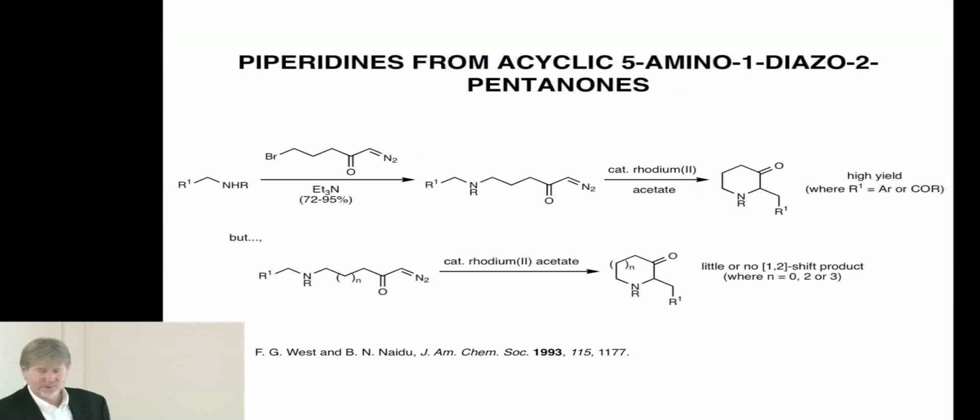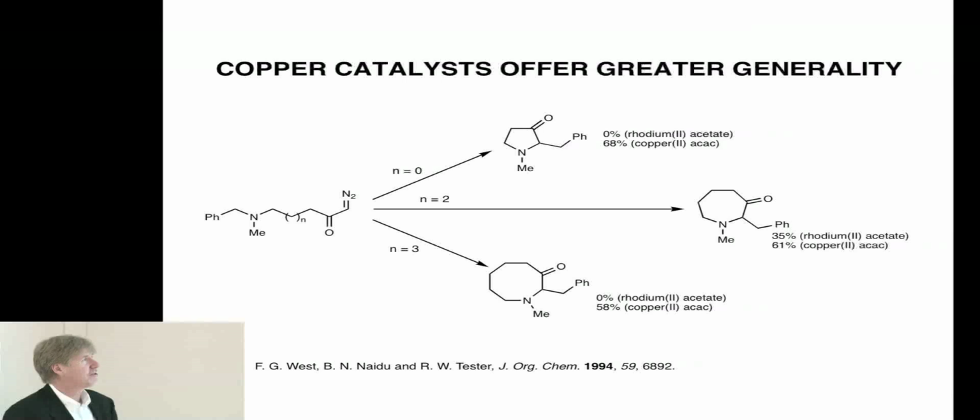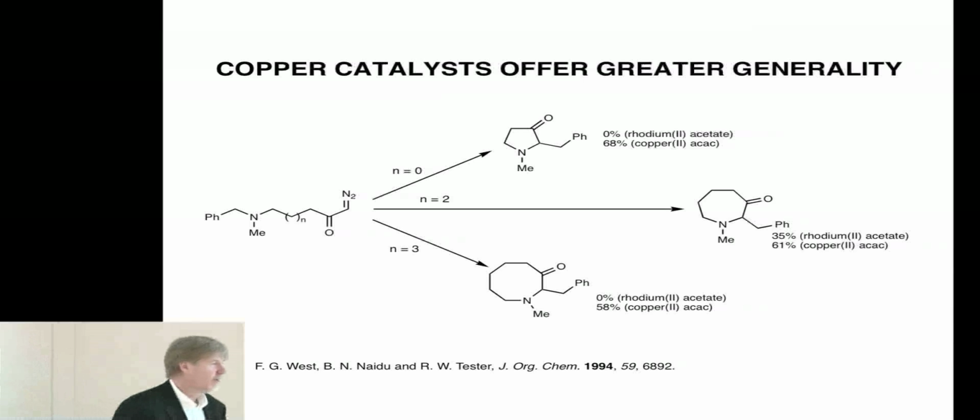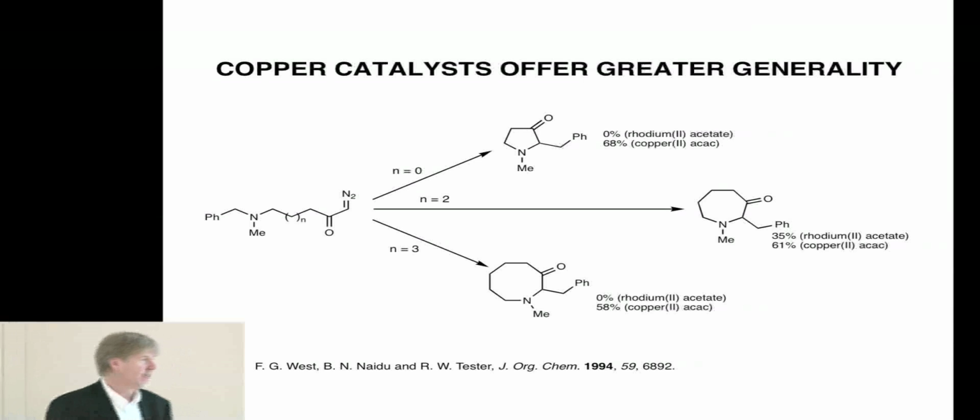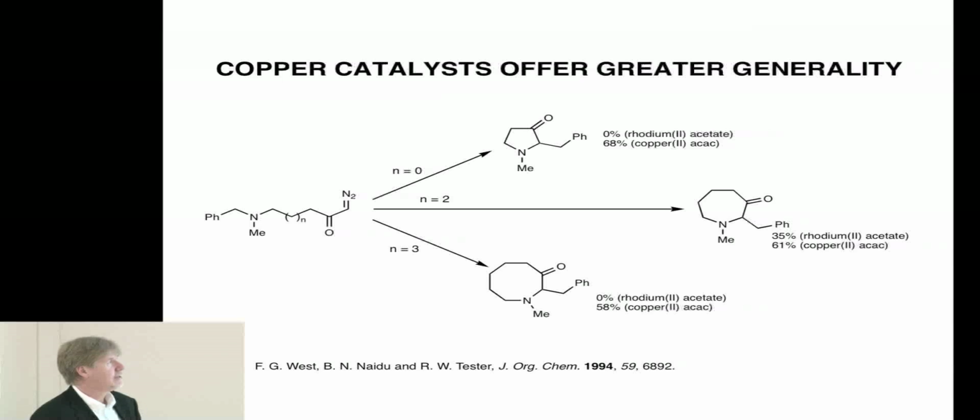Smaller rings also didn't work, which surprised us a little bit and caused us concern about being able to use this as a general way of making alkaloid targets. But it was around this time that we first discovered that soluble copper-2 catalysts were much more effective in many cases for affecting these ylide-involved reactions.